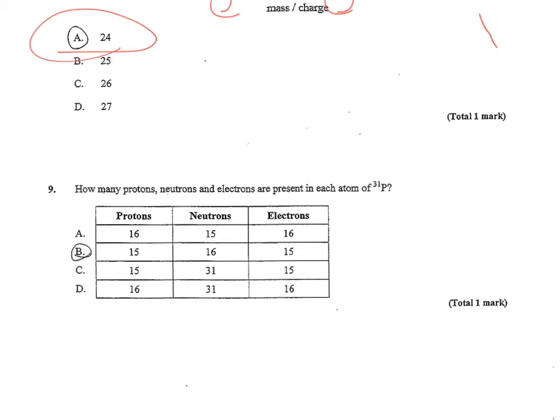Number 9 wants to know how many protons, neutrons, and electrons are present in each atom of phosphorus-31. So 31 is your mass number, so you have to look up your atomic number for phosphorus, which is 15. Since there's no charge here, that means I have 15 protons and 15 electrons, which leaves me with just B and C as possibilities. Then 31 minus 15 means it should also have 16 neutrons, leaving B as the best answer.